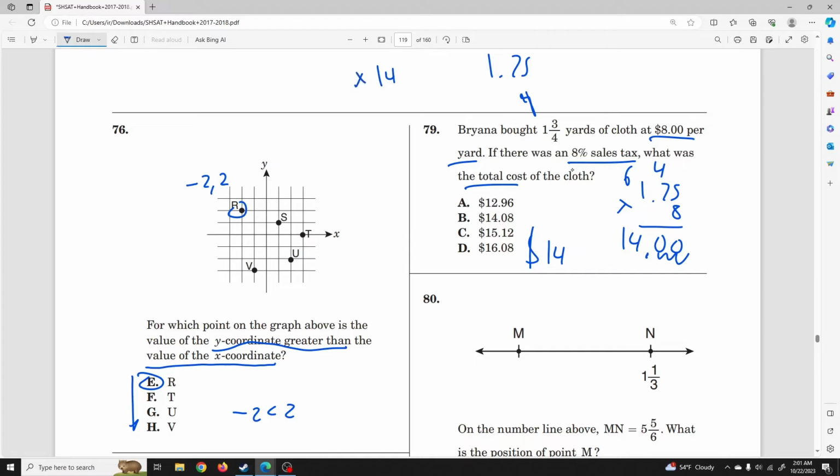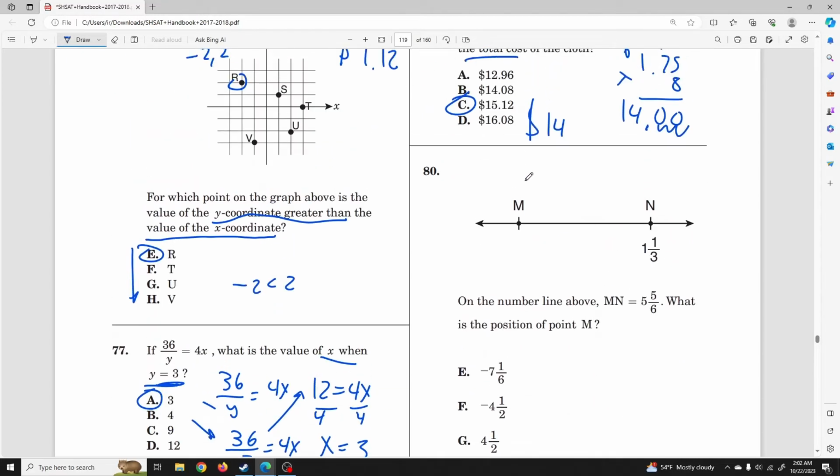So here we have 14 times 8%. So 4 times 8 is 32. Here's 3. And that's 11, right? And then because this is 8%, this is actually 0.08. So here, 1.12 is our tax, and we just have to add this to 14. 14 plus 1.12 is 15.12.